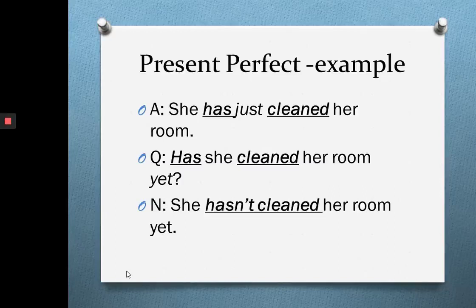In the negative form, she hasn't cleaned her room yet.